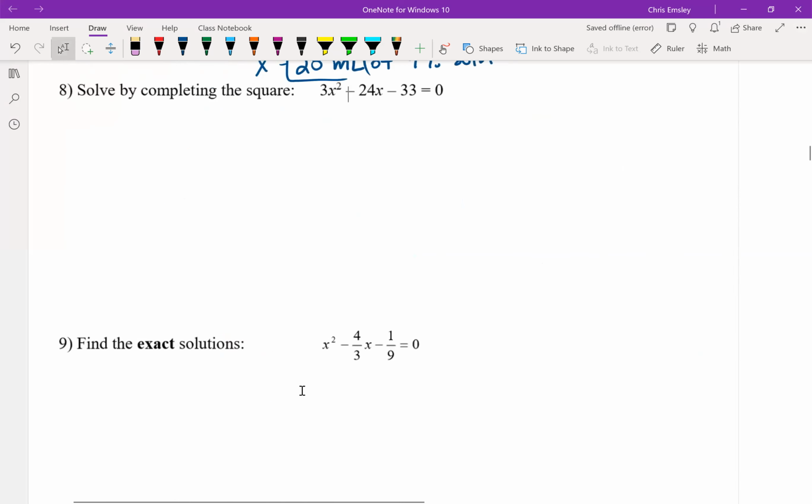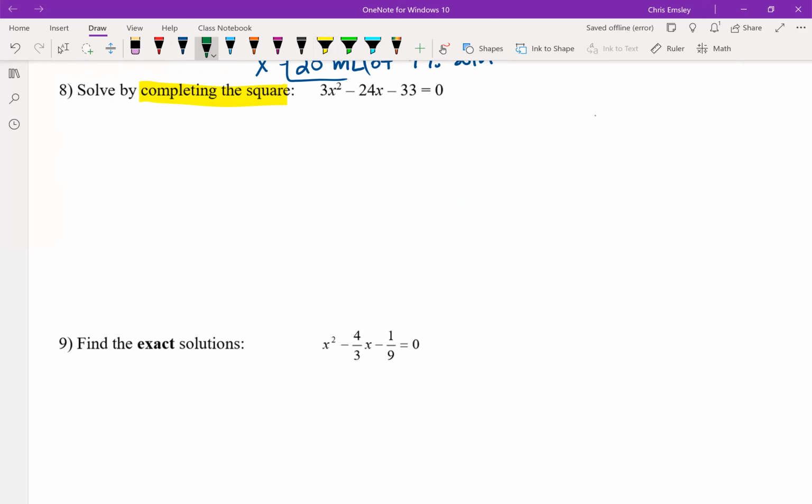Okay, next up, we have a nice little quadratic equation here. It's asking us to solve by completing the square. So completing the square is one of our quadratic solving techniques. We also sometimes do factoring or maybe the quadratic formula, but this one gives us real specific directions, so we need to make sure that's how we solve it.